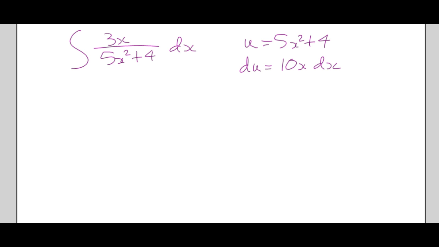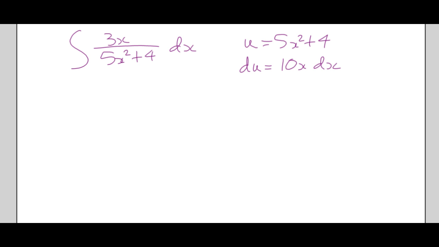Okay, but we've got what? We got a 3 there, right? So what are we going to multiply? What's our constant going to be? You okay with 10? 5x squared. Okay, but we don't have a 10x dx in there. What do we have? So how are we going to turn a 10 into a 3?